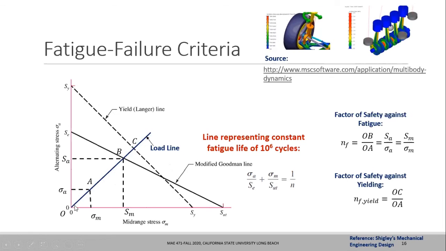For example, if there is some load line that goes like this, then it will strike the yield line first before the fatigue failure. So in some cases the yielding takes place first. You have to be a bit careful about how the load line is oriented. If it is oriented like this, then fatigue failure is going to happen first. If the load line is lying low like this, then yielding will happen first before the fatigue fracture. You can find a factor of safety for both yielding and fatigue. The same way that we found it for fatigue, you can find it for yielding, which will be OC divided by OA. That will be the factor of safety against yielding.